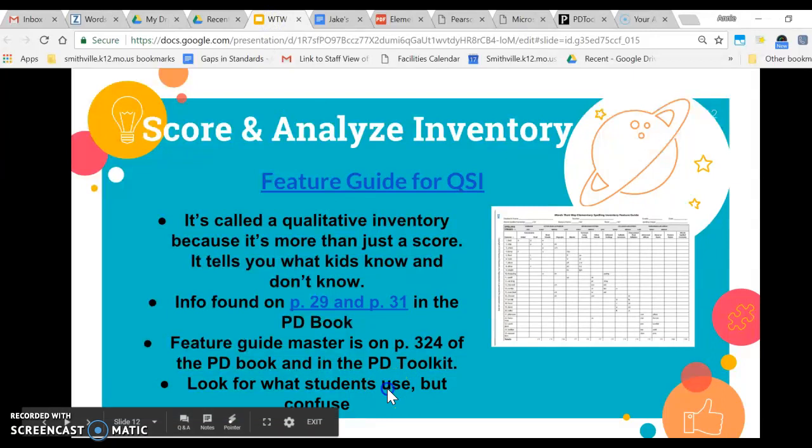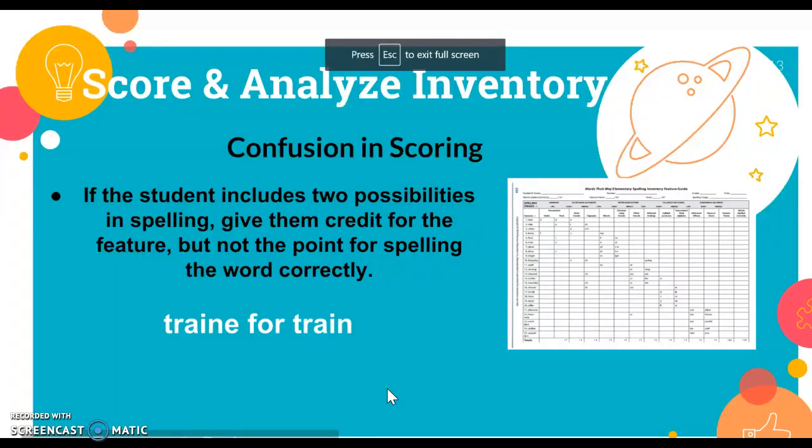Okay. One thing to keep in mind is if a student uses 2 possibilities for spelling a word, then give them credit for the feature but not for spelling the word correctly. An example would be if they have TRAINE for train, they have the AI, give them a feature point for that, but they would not receive the point for spelling the word correctly.